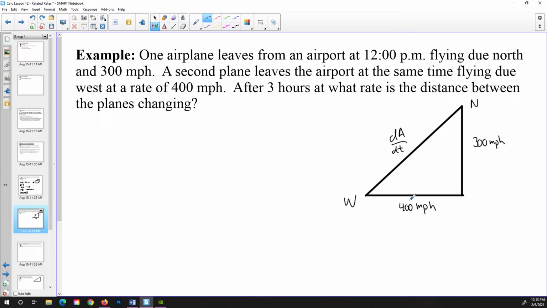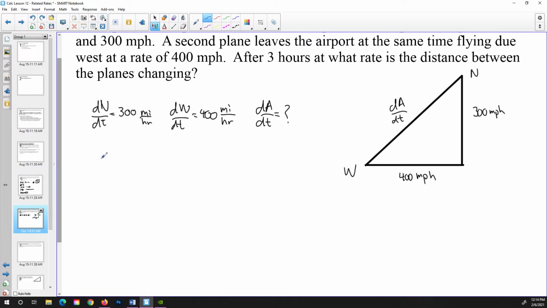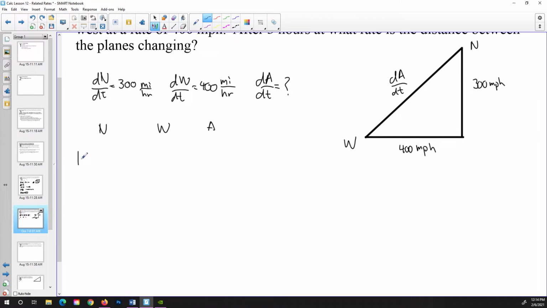The first thing I want to do is identify the quantities. I know that the change in the distance north with respect to time is 300 miles per hour. I know that the change going west with respect to time is 400 miles per hour. I do not know what dA over dt is, but that is what I'm looking for. I also do not know the distance north, the distance west, or the distance between those two.